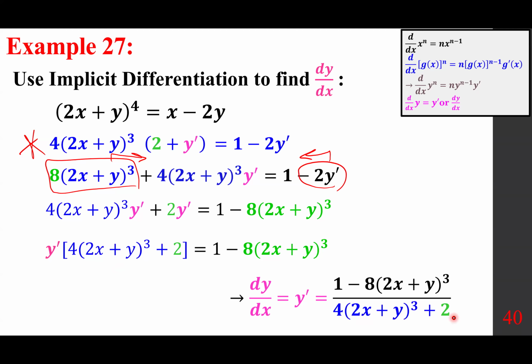The only thing I want to mention, as you see, the denominator has a factor of 2. If the numerator has a factor of 2 also, you have to simplify. It doesn't.